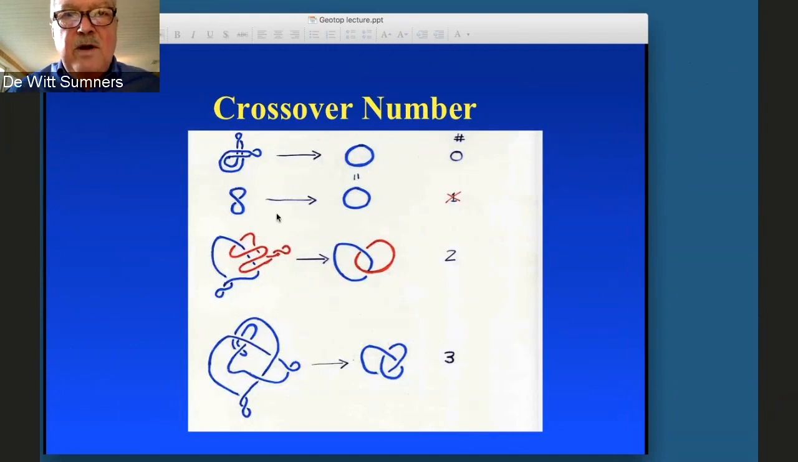This is a crossover number here. That's a topological invariant. You have these flexible circles in space, and you want to project them down onto the plane in the simplest possible projection. All these twists can be taken out topologically, and these are unknots, so the crossover number is 0. This thing here, you can get rid of all but 2 crossings. This is the best, the minimal projection, with the minimal number of crossings. 2 is the crossover number, and this is a trefoil with 3 crossings.